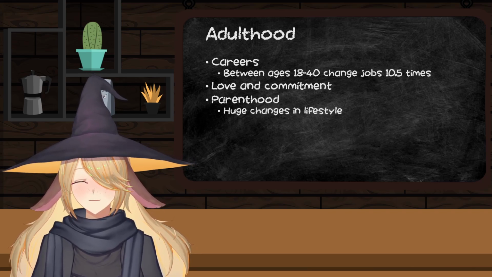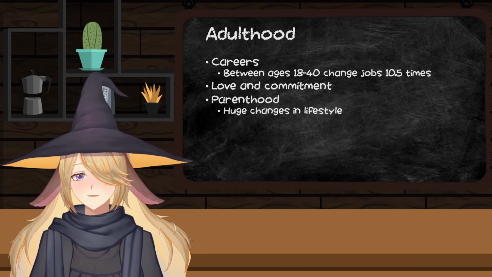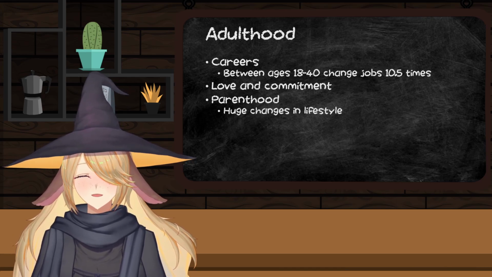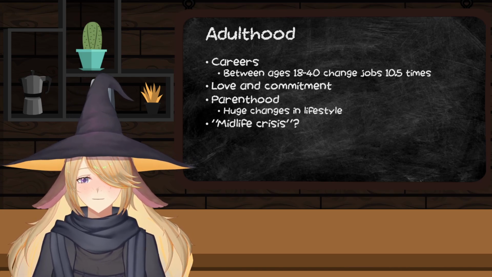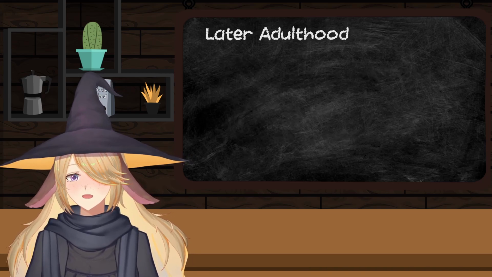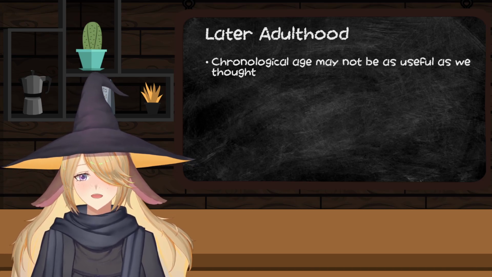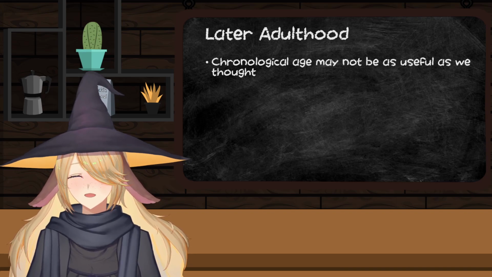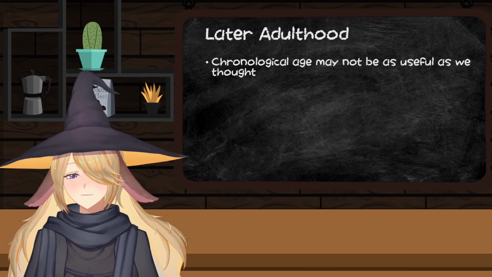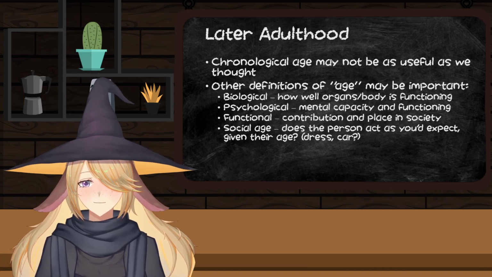And when we talk about the course of adulthood, we talk a lot about developments about love and commitment and how those styles are going to change over time, and how parenthood is also usually the seminal event of adulthood in most developmental models, followed by maybe a midlife crisis or empty nesting syndrome. And in later adulthood, we get into the fact that chronological age is not a good measure as we get on. It's like IQ. It's useful for younger children, but as we get into older courses of the life cycle, it's not as practical or as useful anymore.